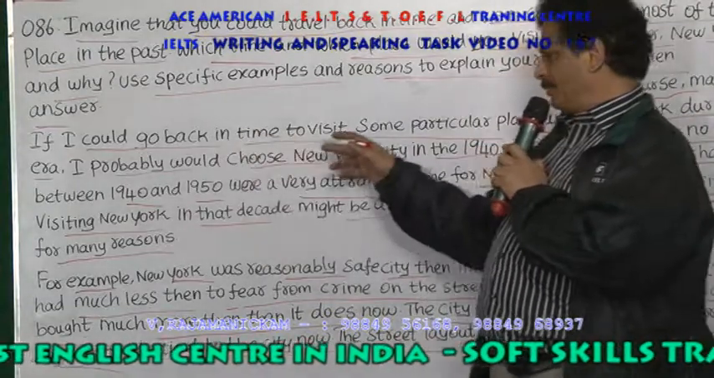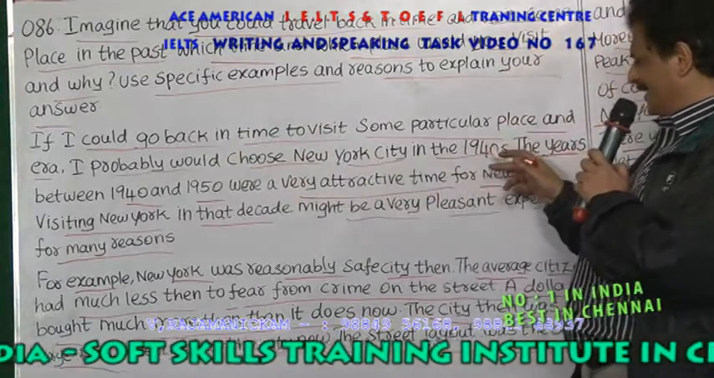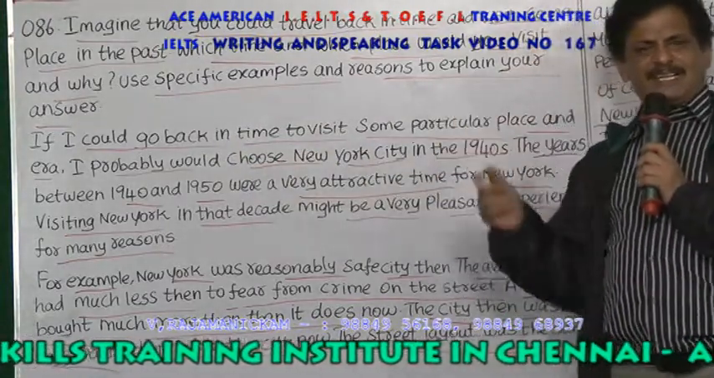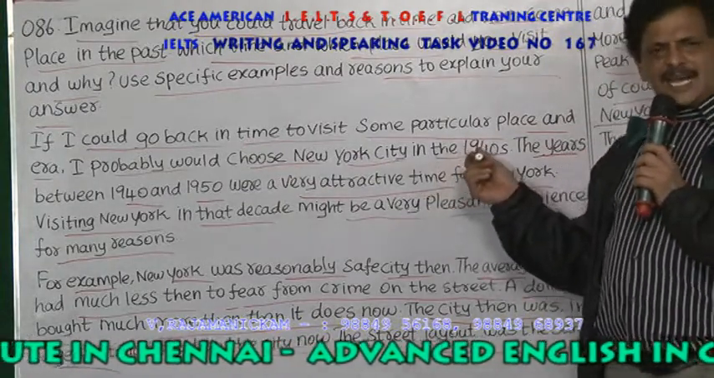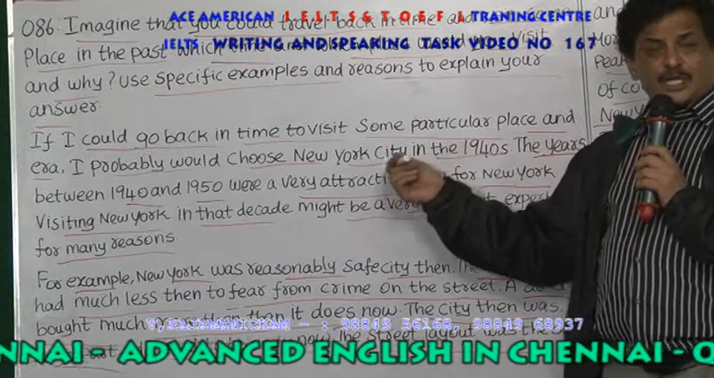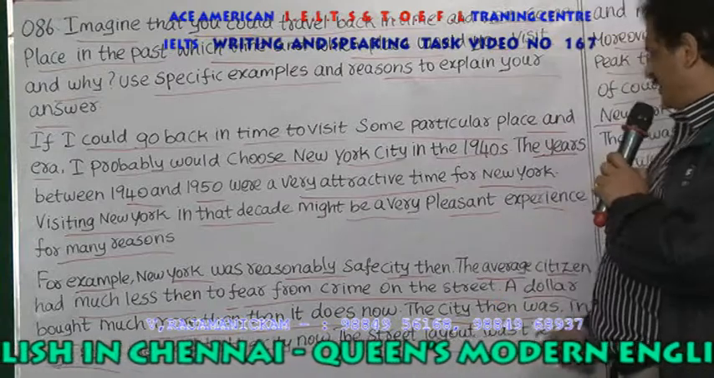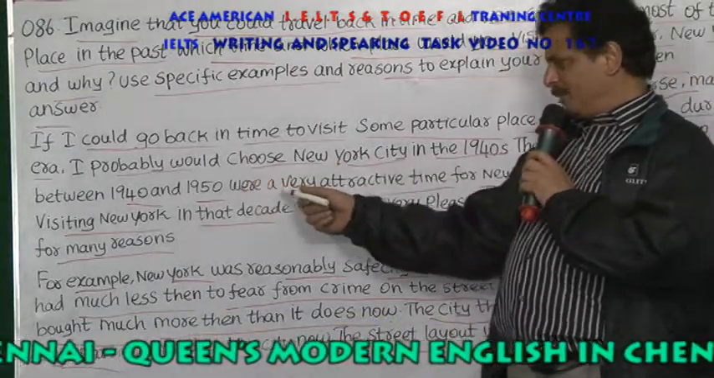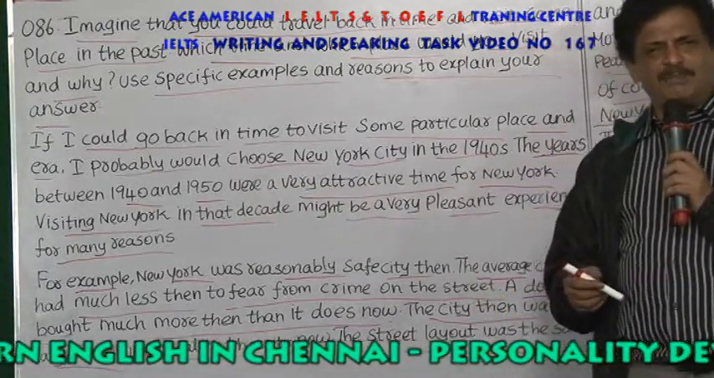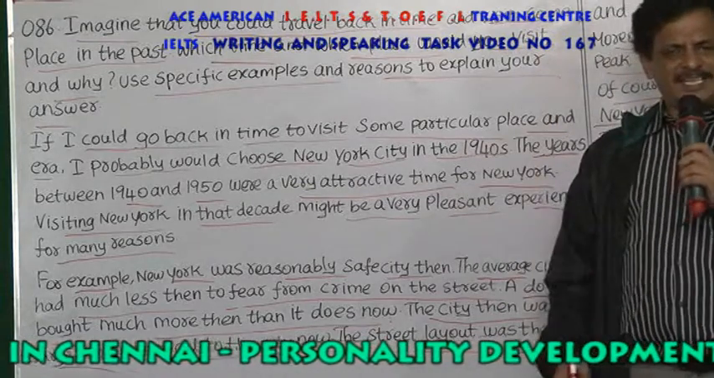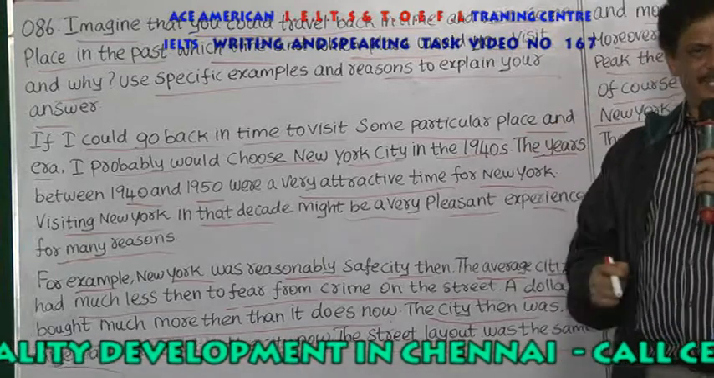I could go back in time to visit some particular place and era, I probably would choose New York City in the 1940s. எனக்கு மட்டும் ஒரு வாய்ப்பு கிடைத்தால் இறந்த காலத்திலே ஒரு குறிப்பிட்ட காலத்திலே குறிப்பிட்ட இடத்திற்கு செல்ல வேண்டும் என்றால் நான் 1940வது ஆண்டுகளிலே நியூயார்க் நகரம், அமெரிக்காவில் இருக்கக்கூடிய நகரத்திற்கு செல்ல விரும்புவேன். The years between 1940s and 50s were a very attractive time for New York. மேலும் இந்த கட்டுரையாளர் சொல்கிறார் 1940, 50 நியூயார்க் மாநகரத்தினுடைய ஒரு பொற்காலமான சிறப்பான ஒரு காலகட்டமாக அது விளங்கியது.